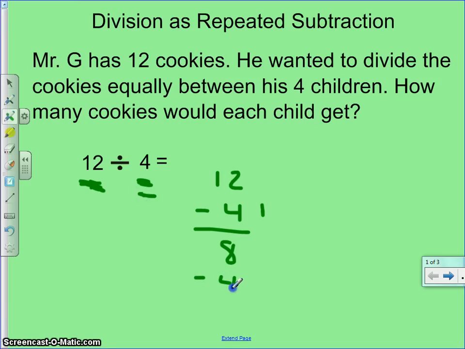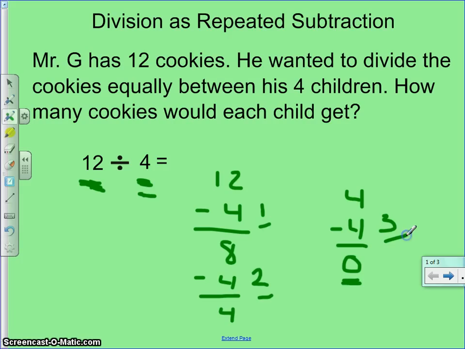So 8 minus 4 is going to give me 4. That's the second time I subtracted 4. And then finally I'm going to take 4 and subtract 4 and I'm going to get 0. That's the third time I subtracted 4. I repeatedly subtracted 4 until I got to 0. So therefore, 12 divided by 4 is going to give me 1, 2, 3. Okay? And my kids will get 3 cookies each.